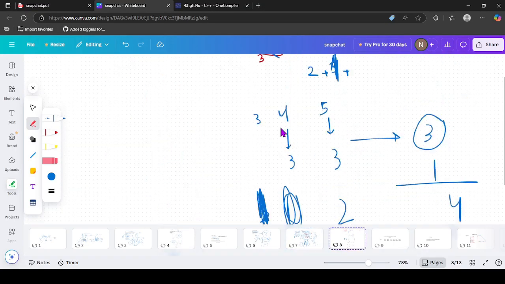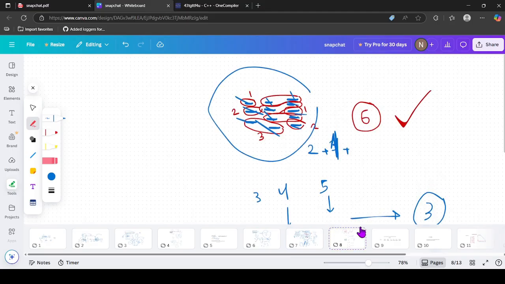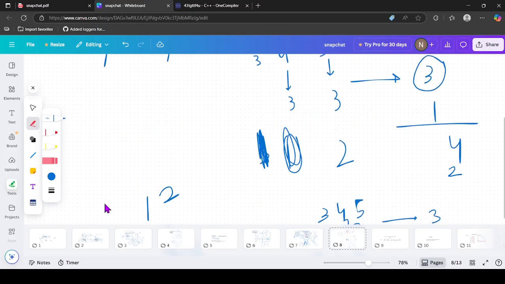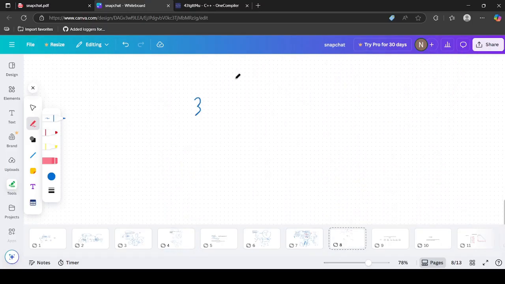So why did this fail? And why is this correct? This is because initially we thought that the answer is dependent on the highest frequency element. But as we are removing the elements, the frequency will change, right? So for example, let's take the other one. So we have 3, 4, 5 again.